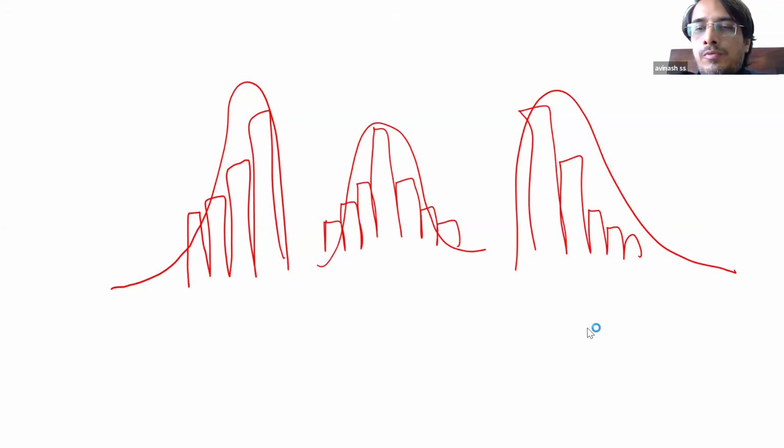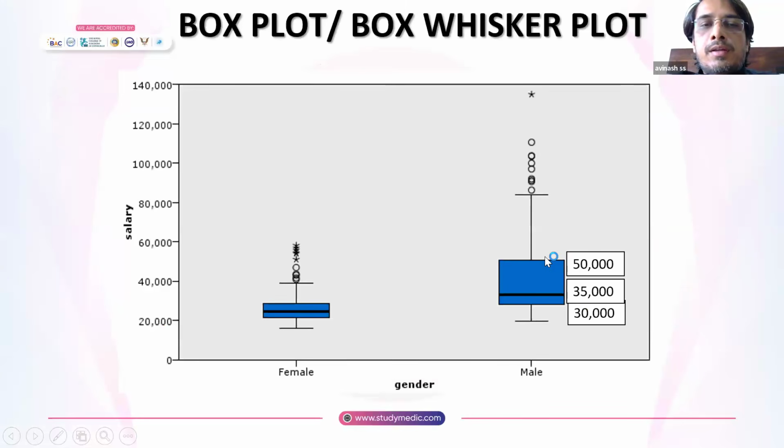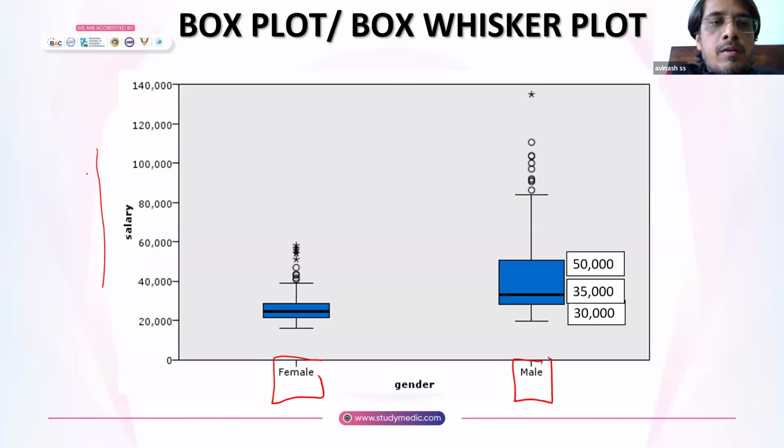Right. Next, we will see the box whisker plot. You know the box whisker plot has a box. On the x-axis, you represent categorical or discrete data. On the y-axis, you can represent relative density, the frequency distribution, or any continuous variable.